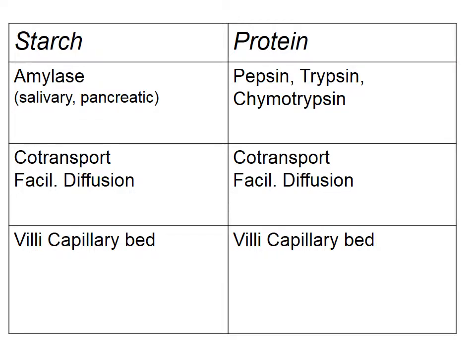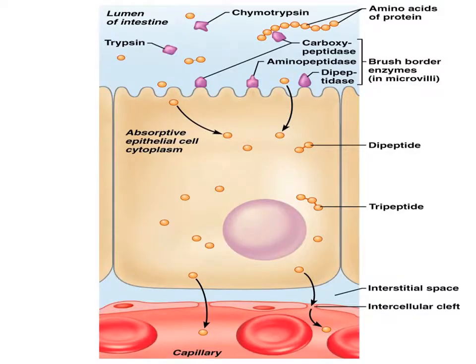The polymer protein. It is broken with gastric and pancreatic enzymes like pepsin, trypsin, and chymotrypsin into the monomer amino acids. These are transported by facilitated diffusion into the same capillary beds of the villi. A diagram showing you how the simple columnar cells move the monomers.